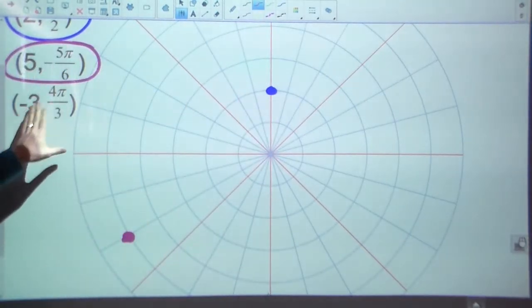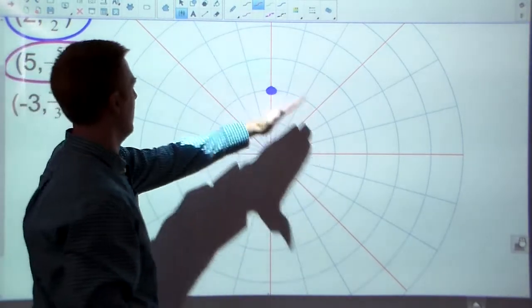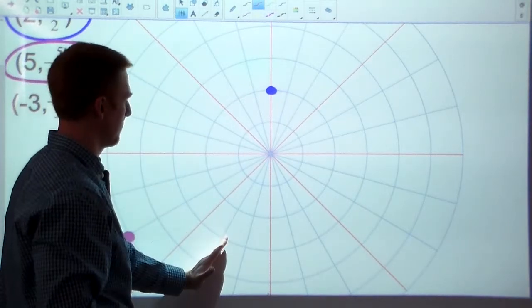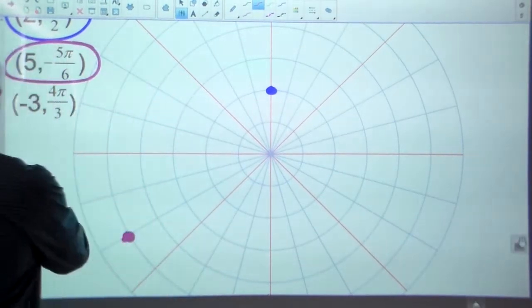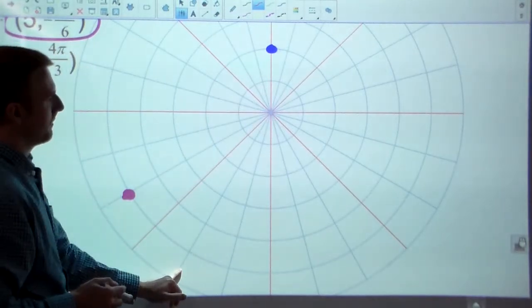Finally, we got negative 3, 4 pi over 3. Right, this time I'm giving you a negative radius, but I'm going to begin with the angle first. So 4 pi over 3, all right, well that puts me down here. This one, yeah, this one. Puts me on this line right here. And we're at a radius of negative 3.